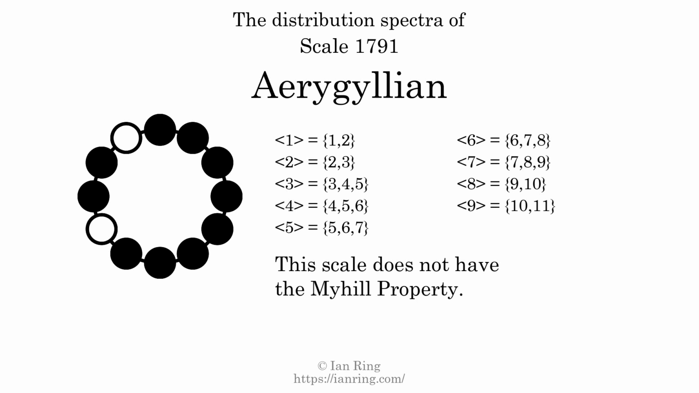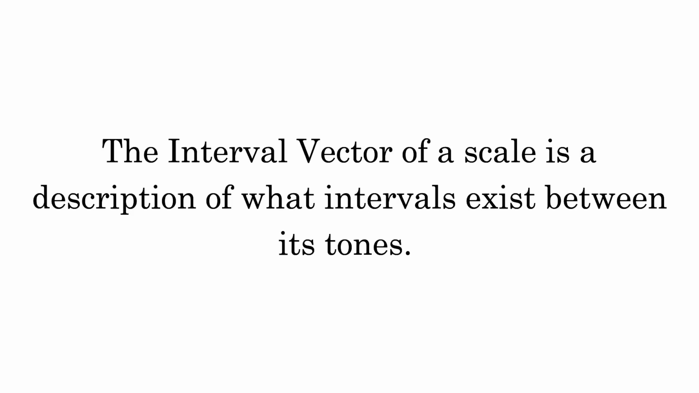Since this is greater than 1, we know that this scale is not maximally even. If every spectrum has exactly 2 specific intervals, we call that the Myhill property. This scale does not have the Myhill property. Since the generic interval ranges overlap, this scale is an improper scale. The interval vector of a scale is a description of what intervals exist between its tones.